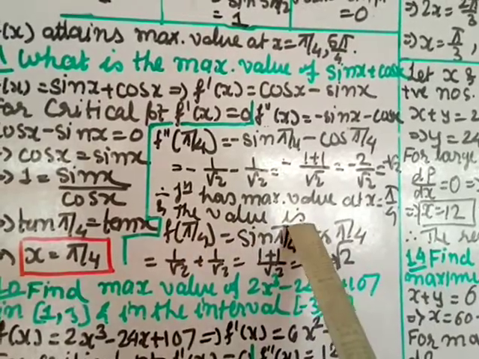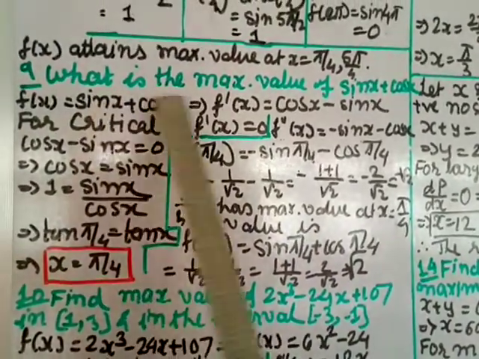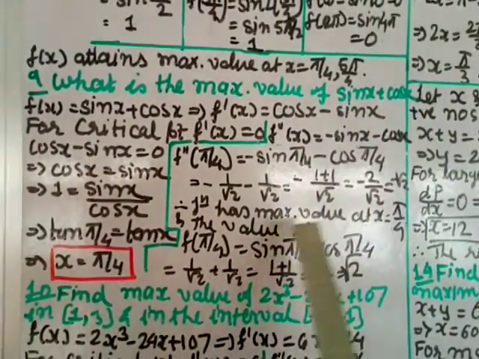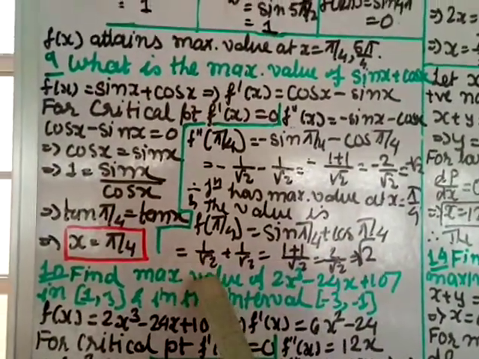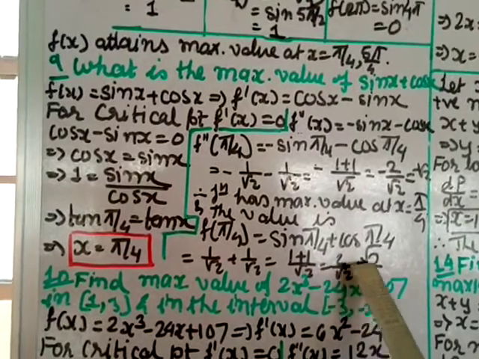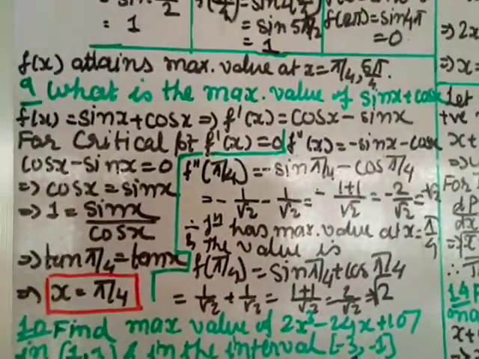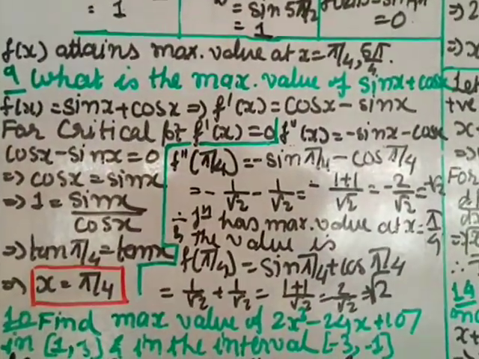And what will be the maximum value? Put this pi by 4 in your given function sin x plus cos x. So I put here sin pi by 4 plus cos pi by 4. So we get the value 1 by root 2 plus 1 by root 2. So 2 by root 2 is root 2. So that is the maximum value at x equal to pi by 4.